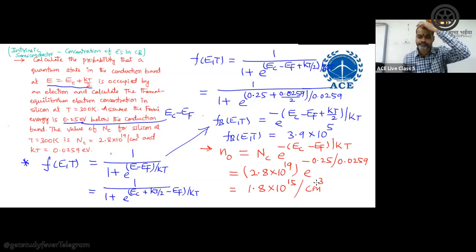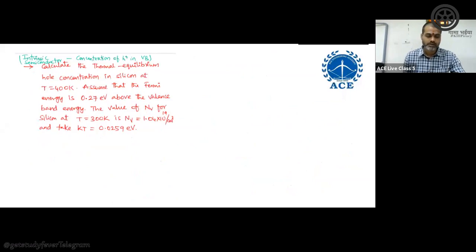Can I go to the next one? Now calculate the thermal equilibrium hole concentration in silicon at T equal to 400 Kelvin. Now it is not 300. Assume that the Fermi energy is 0.27 electron volts above the valence band energy, and NV is given. And T is given.